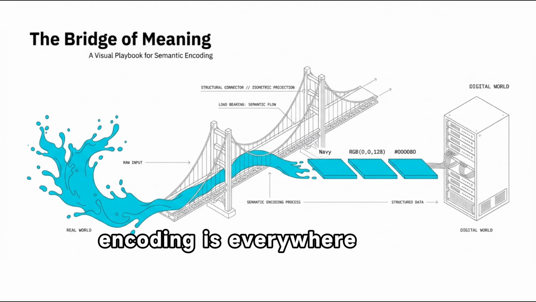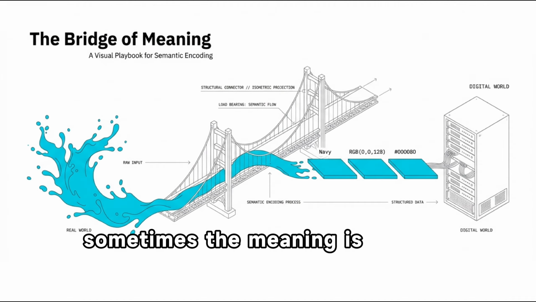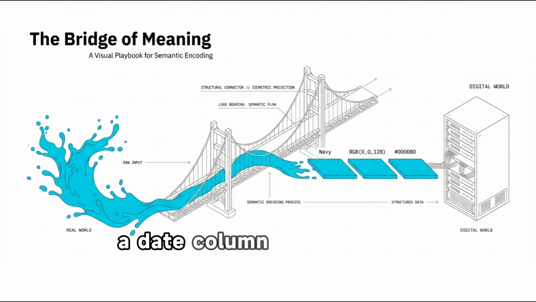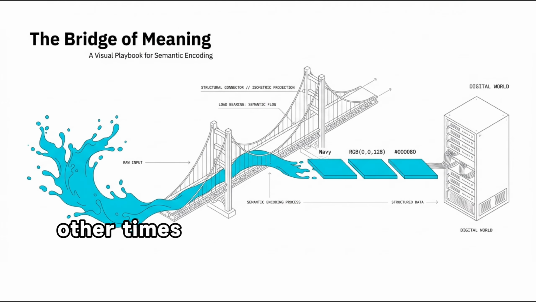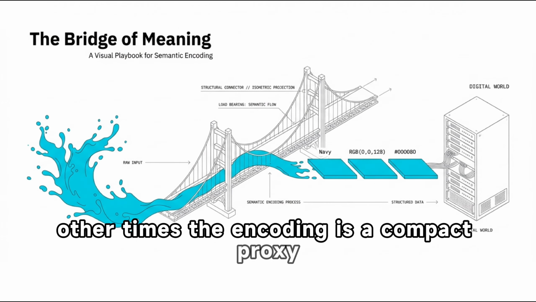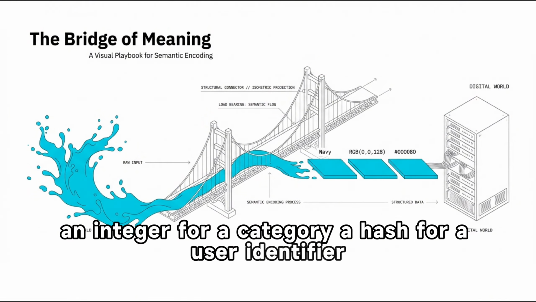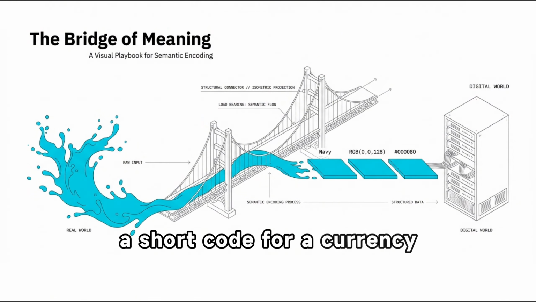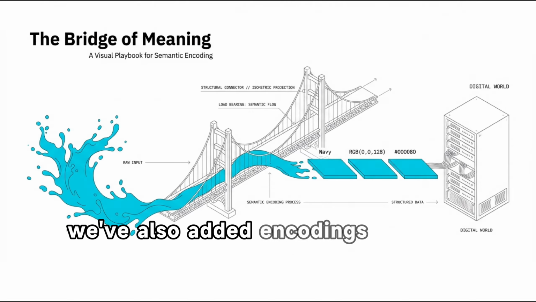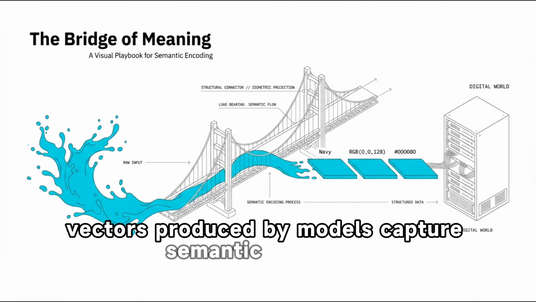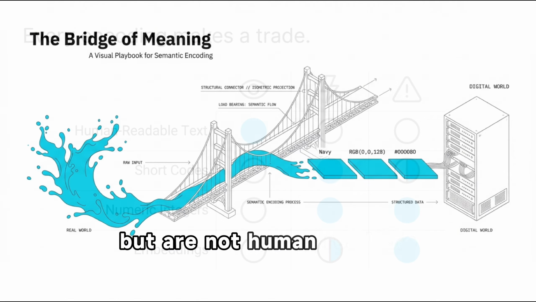Encoding is everywhere in data. Sometimes the meaning is obvious because the encoding looks like the thing it represents. A date column stores a date. Other times, the encoding is a compact proxy, an integer for a category, a hash for a user identifier, a short code for a currency. In recent years, we've also added encodings that are less literal. Dense vectors produced by models capture semantic similarity, but are not human-readable.